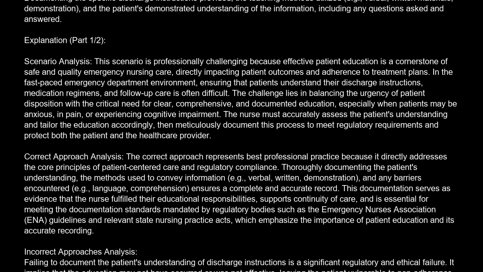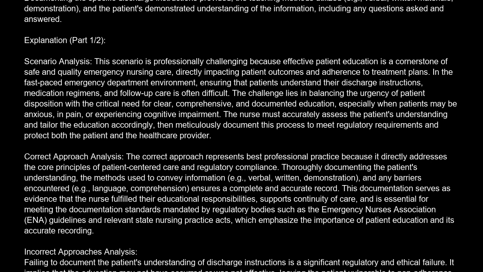Explanation. Scenario analysis. This scenario is professionally challenging because effective patient education is a cornerstone of safe and quality emergency nursing care, directly impacting patient outcomes and adherence to treatment plans. In the fast-paced emergency department environment, ensuring that patients understand their discharge instructions, medication regimens, and follow-up care is often difficult. The challenge lies in balancing the urgency of patient disposition with the critical need for clear, comprehensive, and documented education, especially when patients may be anxious, in pain, or experiencing cognitive impairment.